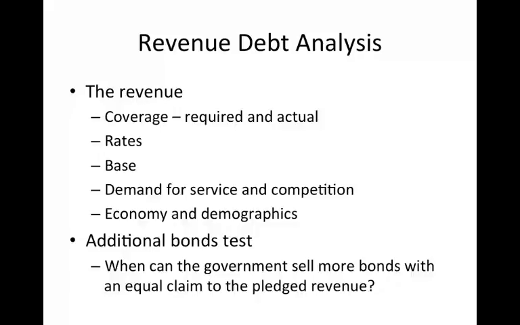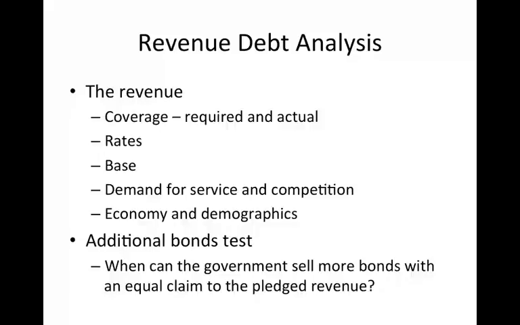There's also this thing in revenue debt analysis called the additional bonds test, which is a way of looking at whether the government can sell more bonds that have an equal claim to that pledged revenue. So not looking as you would at the general resources of a general purpose government that's selling GO debt, but specifically, can this government sell more debt that is being repaid with that same revenue that's already been pledged to repay other debt?